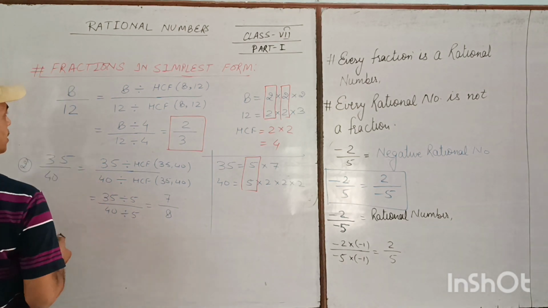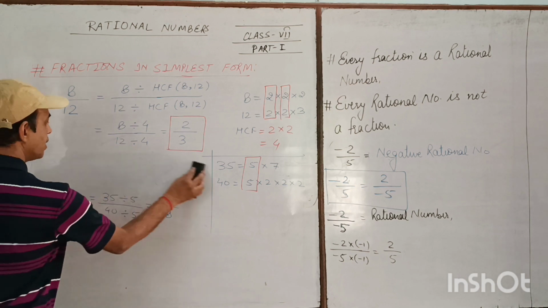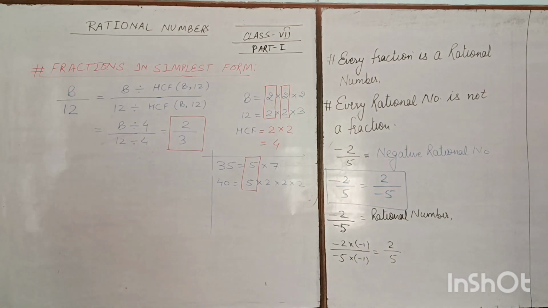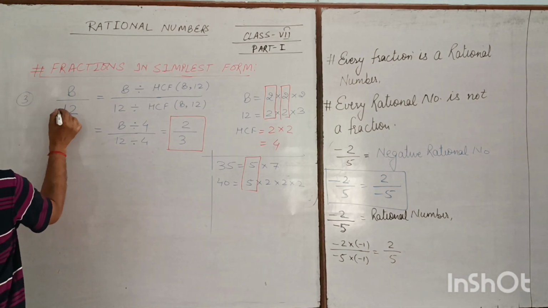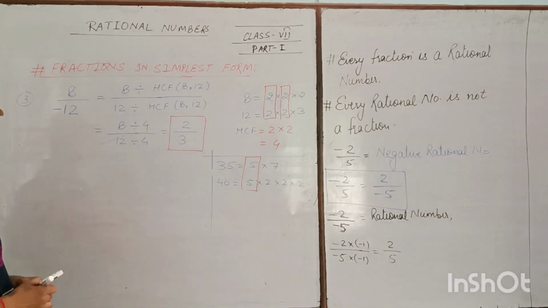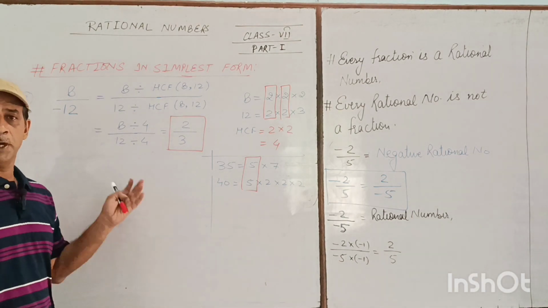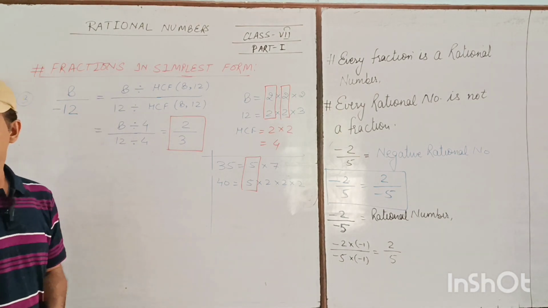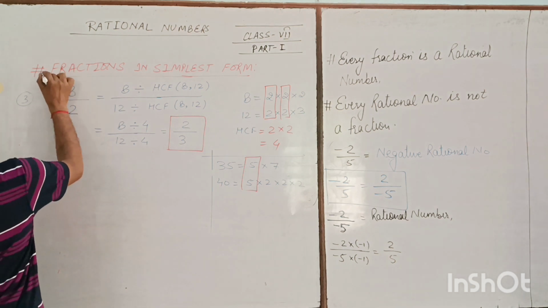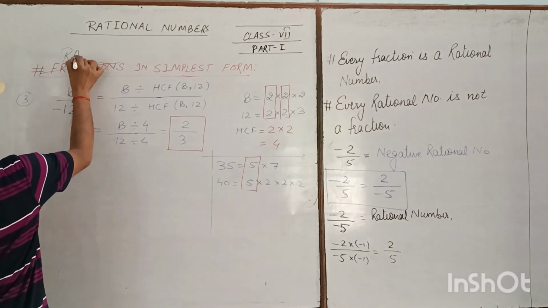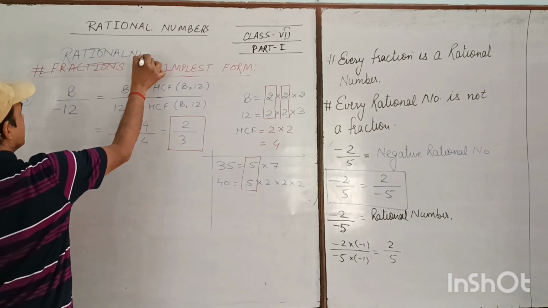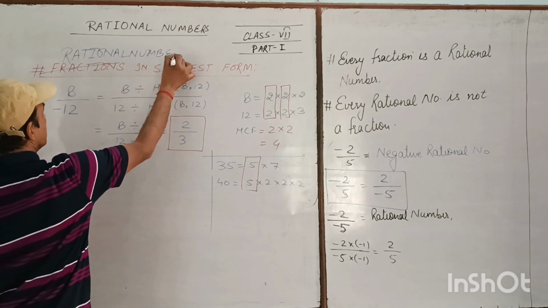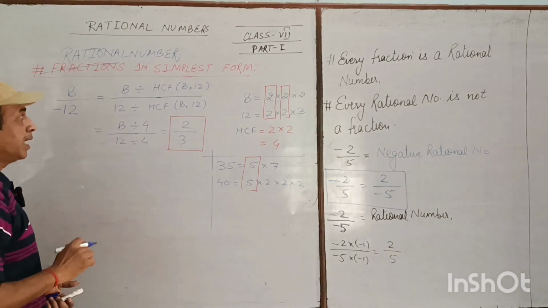If we make a simple change in the question. If it is 8 upon 12, we take it as, for example, 8 upon minus 12. What is the difference? 8 upon minus 12 is not a fraction now. This has become a rational number, isn't it?